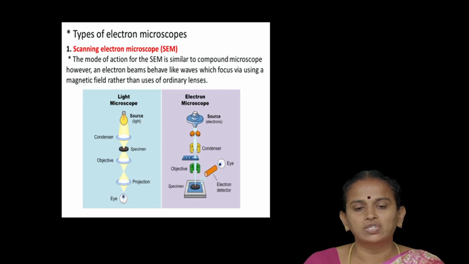The mode of action of the scanning electron microscope is similar to the compound microscope. However, electron beams behave like waves, which are focused using a magnetic field rather than ordinary lenses. The first one is the light microscope, where we use light as a source. The second one is the electron microscope, where we use electrons as a source. That is the difference between the ordinary microscope and the electron microscope.